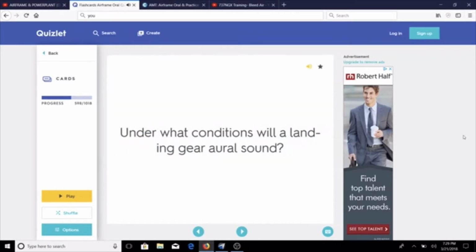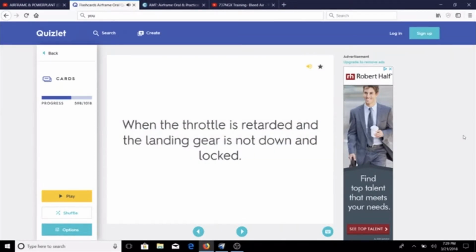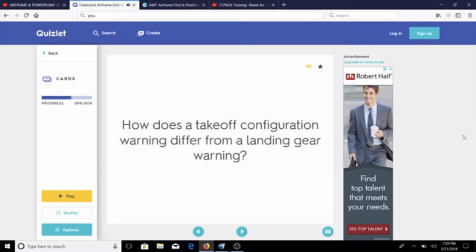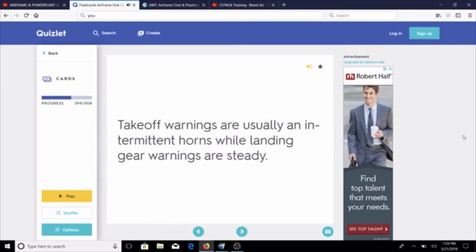Under what conditions will a landing gear oral warning sound? When the throttle is retarded and the landing gear is not down and locked. How does a takeoff configuration warning differ from a landing gear warning? Takeoff warnings are usually intermittent horns while landing gear warnings are steady.